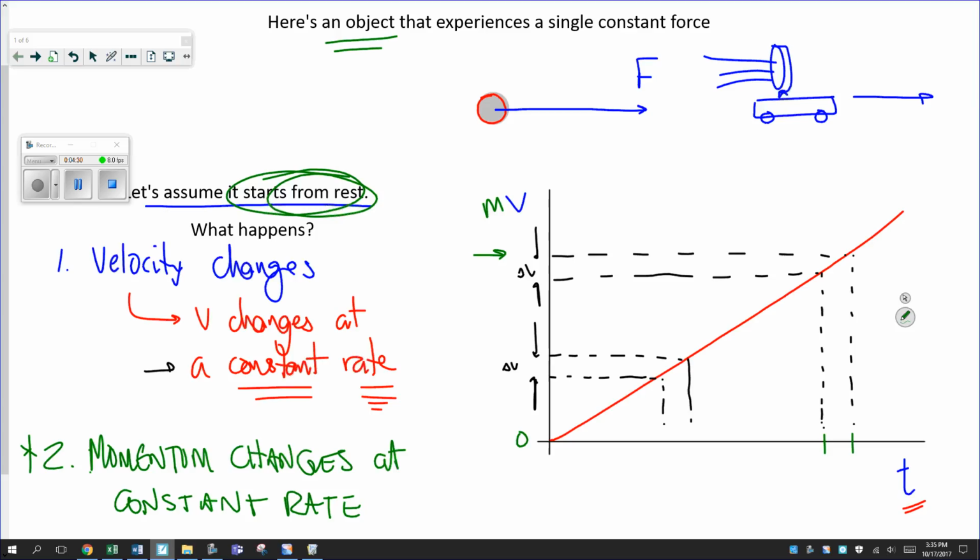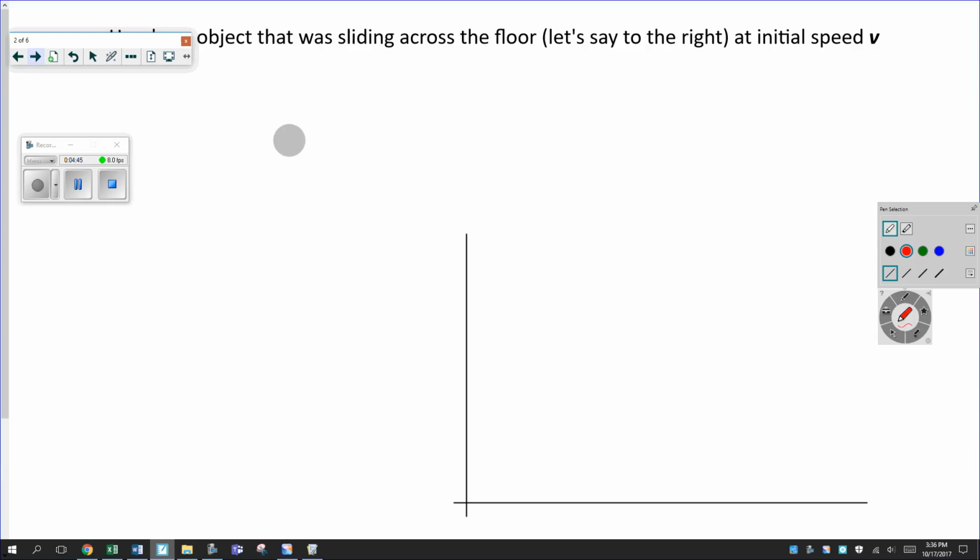Now notice, I said changes here. Momentum changes at a constant rate. When I read a lot of things today, people said momentum increases at a constant rate. That's true. In this case, it does. Well, let's look at another case.